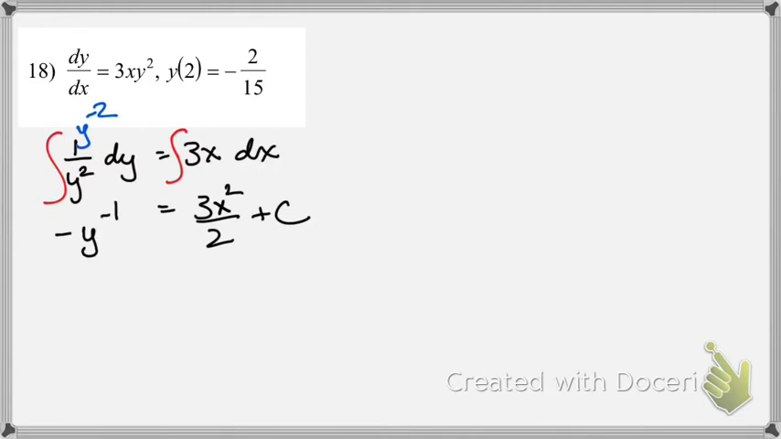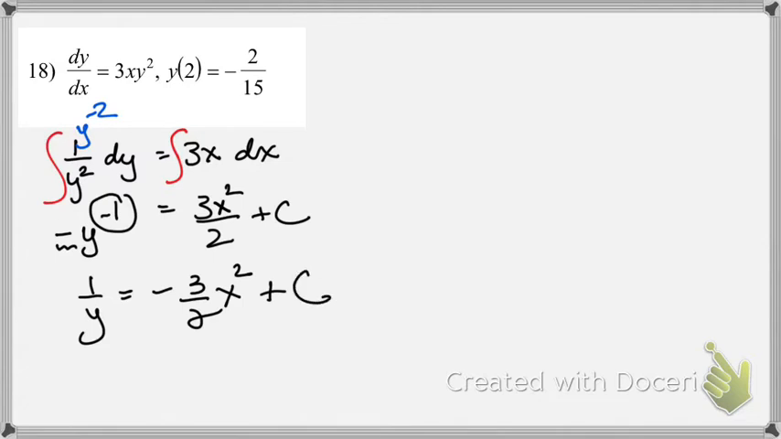Okay? I'm going to do two things with that. I'm going to get rid of this negative, multiply everything by negative 1, and I'm going to put this back down in the denominator. So I have 1 over y equals, change all the signs, negative 3/2 x squared plus or minus c. You don't have to change that.